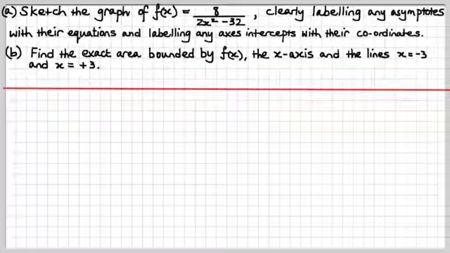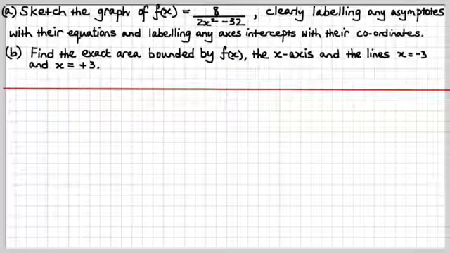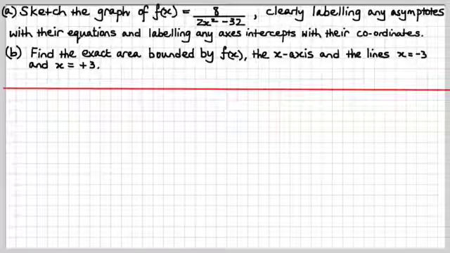This question is a combination question. Firstly, in part A, it is a graph sketching question. In fact, it's a reciprocal quadratic graph sketching question. And in part B, we find the exact area bounded by f of x, the x-axis, and the lines x is -3 and x is +3. So let's have a go at this and see what we can find out.